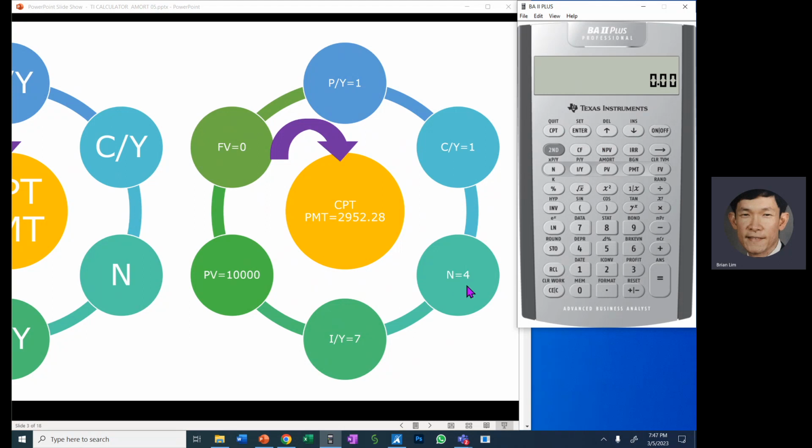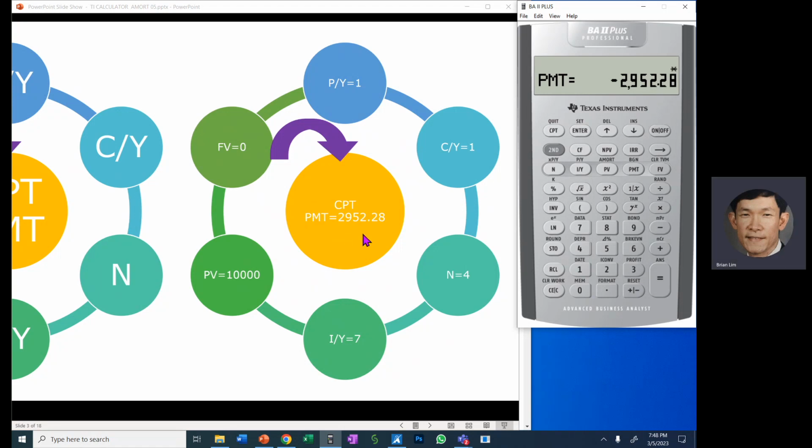So now we need to get at N. And previously you saw that it was for 4 years. So 4, second N, and N is 4. IY is 7, so 7 IY. Present value is $10,000, which was the amount of the loan. And the future value will be 0 because by making payments, the loan should be repaid or paid off, the $10,000 with interest, of course. And now we compute the payment, and the payment turns out to be $2,952.28, which is what we see right here.